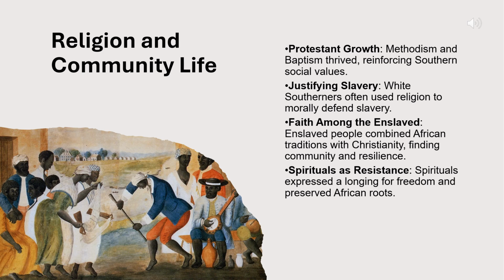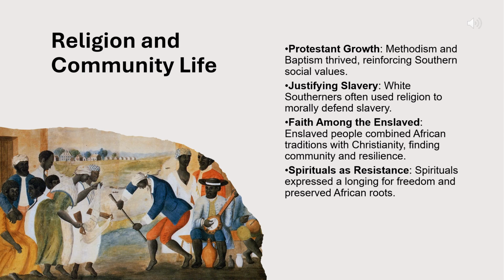belonging. For white Southerners, religion often served to justify the institution of slavery. Many ministers preached that slavery was a divinely ordained system, arguing that enslaved individuals were better off in bondage. This religious justification contributed to the moral and ideological foundation of the South's social order, creating a dichotomy between the perceived virtues of the South and the alleged moral failings of the North.